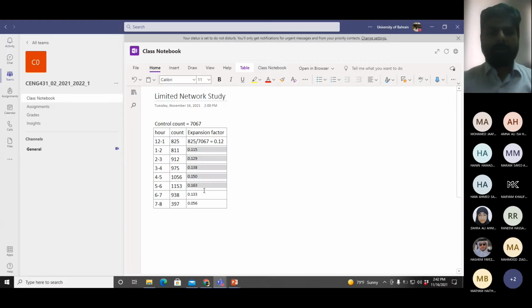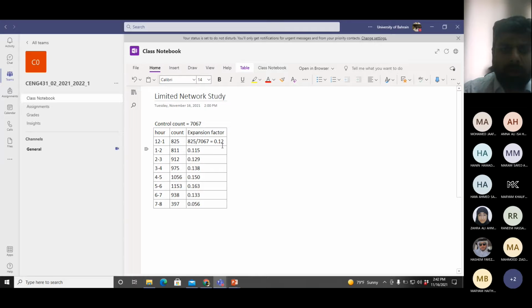Now since you have calculated the values, you would say that the trend of traffic on the control count location is the same as the other locations. So if on the control count location 12% of total traffic comes between 12 to 1, then the same proportion comes in this hour on the other locations as well. So for the other locations, I can apply this factor to convert the traffic of that hour into the 8-hour count.